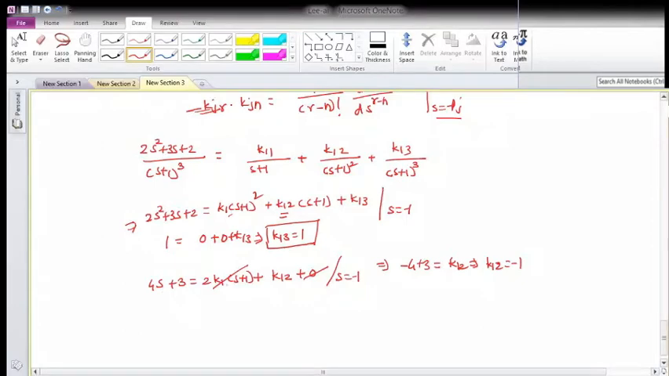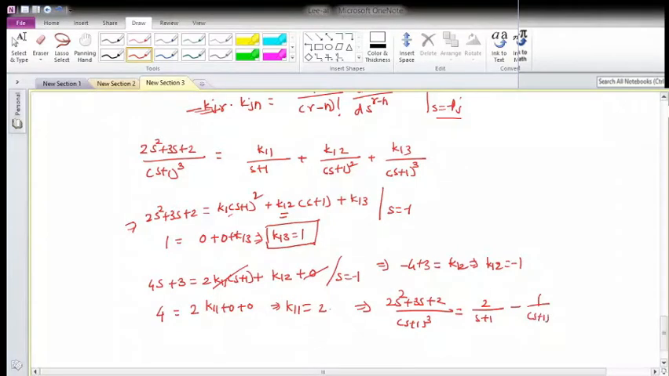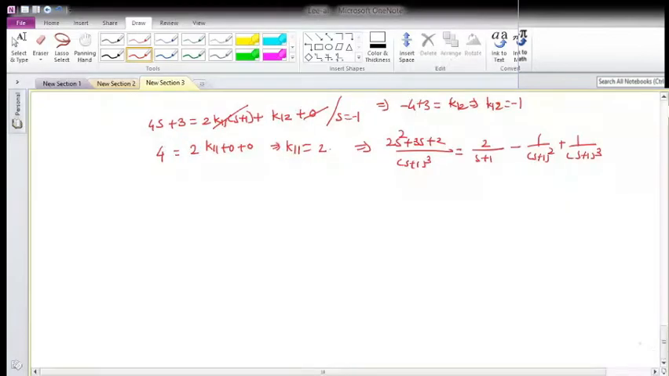Now to get k11, I will differentiate one more time. Now the differentiation gives 4 is equal to 2 times k11, and all others are 0. So k11 will be 2. So (2s^2 + 3s + 2) over (s + 1)^3 I can write as 2 over (s + 1) minus 1 over (s + 1)^2 plus 1 over (s + 1)^3, and I can find the inverse of it. That way I can find the residues for the roots if they are repeated.